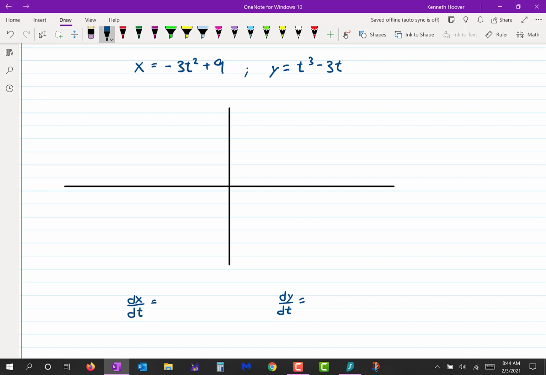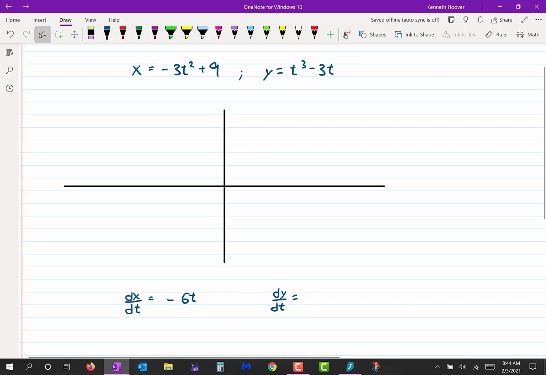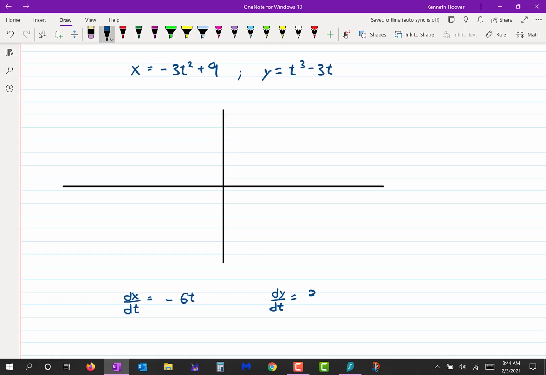So, what is dx dt? X is negative 3t squared plus 9. So the derivative of that with respect to t is negative 6t. What's dy dt? Y is t cubed minus 3t. So the derivative of that with respect to t is 3t squared minus 3.